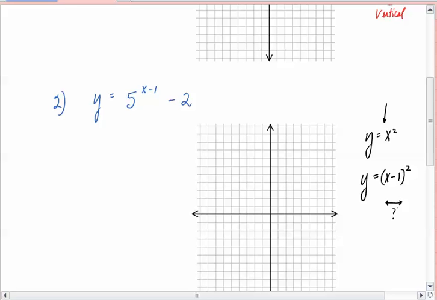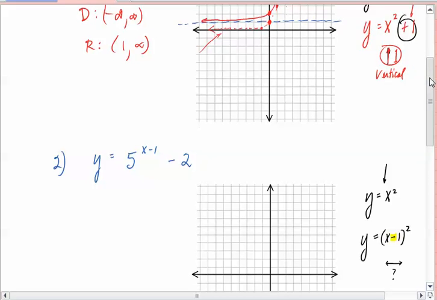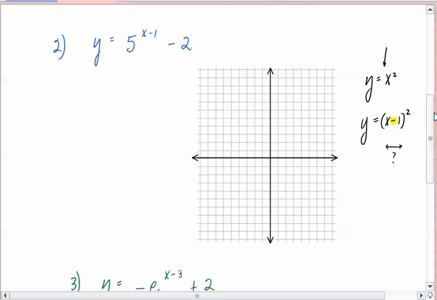Then this is going to be a horizontal slide, one way or the other, to the right or left. Now remember, when it's horizontal, we always do the opposite of what we think would happen. Look back up here. This was a +1, and so it moved it up 1. That's consistent with our intuition.